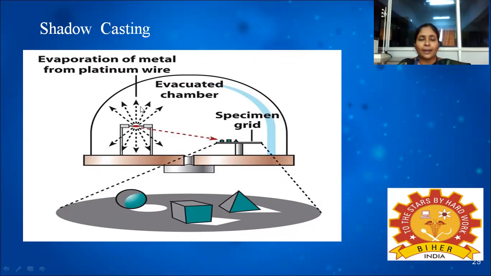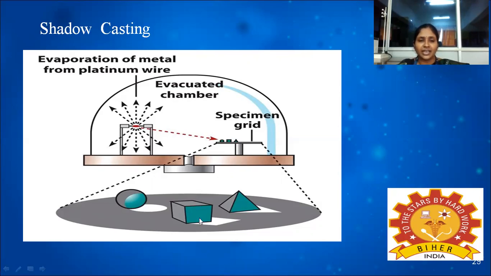So what happens here is the heavy metal is getting deposited on one side of the sample, and on the other side it is not getting deposited, so that when it is focused under the microscope, you can see the shadow of that. That shadow refers to the size and shape of the object.